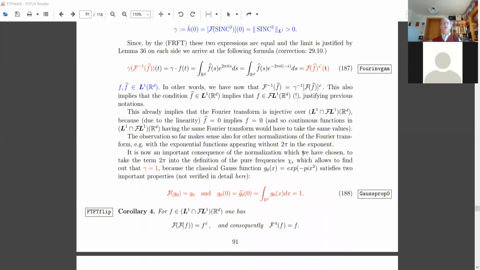Now, how can we determine the constant gamma? You can take, in principle, any function where you can compute the Fourier transform and the Fourier transform of the Fourier transform, so the double Fourier transform. But there are very few examples where you can do it, and the best example would be the Gauss function. So the density of the normalized Gauss function, I still haven't corrected this pi here. So it's the exponential function of minus pi x squared.